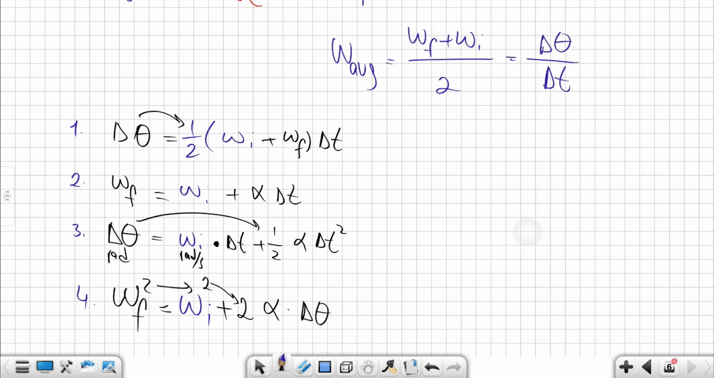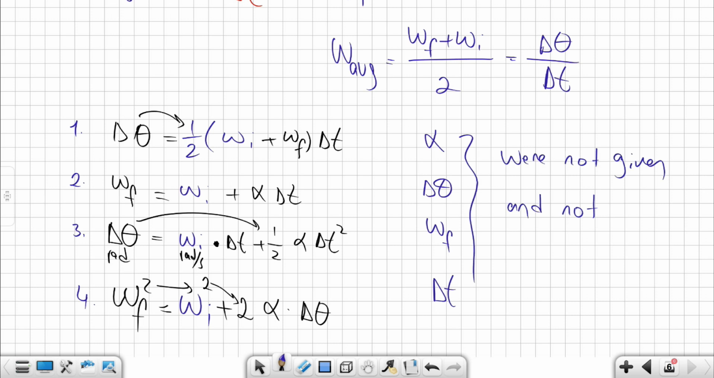And for the missing quantities, in the first one, we don't have any alpha. So if a question didn't give you any alpha or it didn't require you to find alpha, use the first one. And in the second one, there is no delta theta. In the third one, there's no omega final. In the last one, there's no delta time. So if these quantities were not given and not required either, use the corresponding equation.